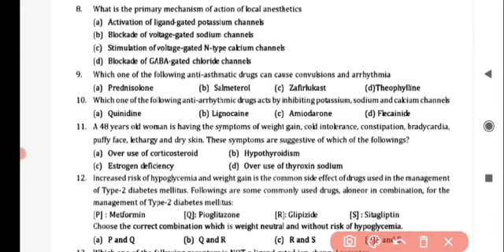Now next question is, what is the primary mechanism of action of local anesthetics? And the correct answer is option B, blockade of voltage gated sodium channels.